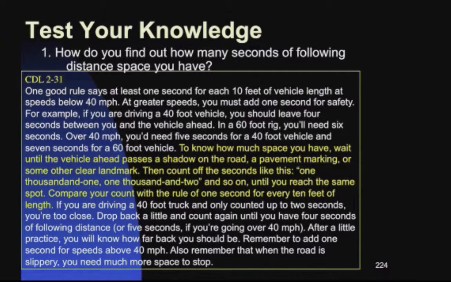To know how much space you have, wait until the vehicle ahead passes a shadow on the road, a pavement marking, or some other clear landmark. Then, count off the seconds like this: 1001, 1002, and so on, until you reach the same spot. Compare your count with the rule of 1 second for every 10 feet of length. If you're driving a 40-foot truck and only counted up 2 seconds, you're too close. Drop back a little and count again until you have 4 seconds of following distance, or 5 seconds if you're going over 40 miles per hour.